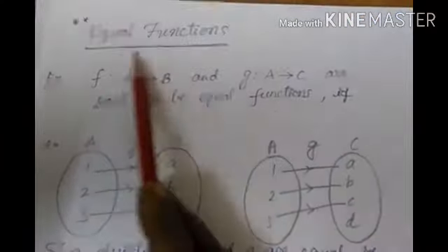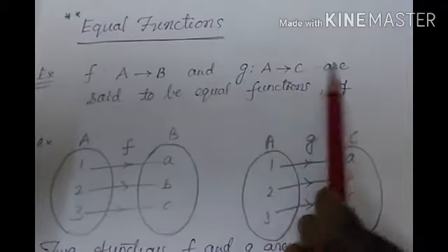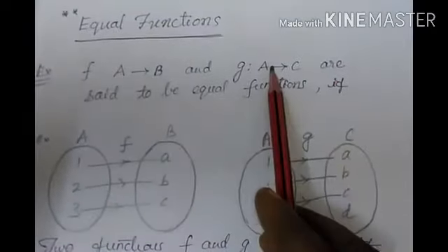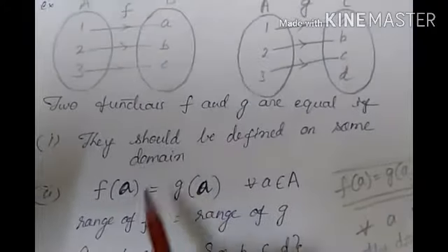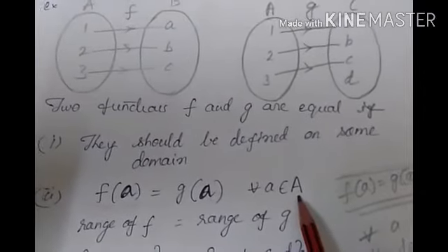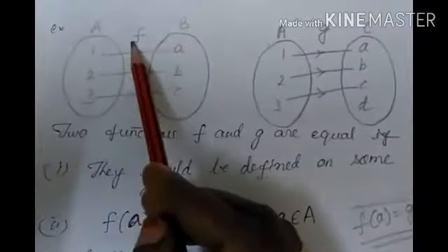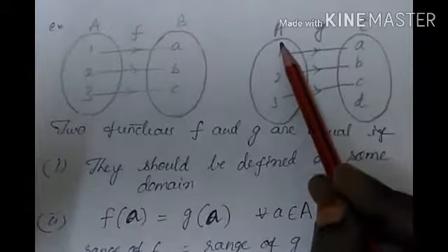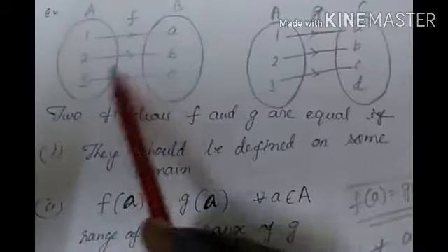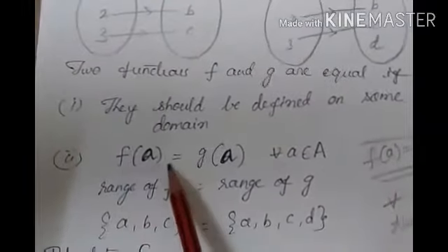The next one is equal functions. f from A to B and g from A to C are two functions. Then those two functions are said to be equal functions if they are defined on the same domain, and f(a) = g(a) for every a belongs to capital A. That means the domain of the two functions must be the same. The domain of f is A, and the domain of g is also A. So those two functions must be defined on the same domain, and f(a) = g(a).